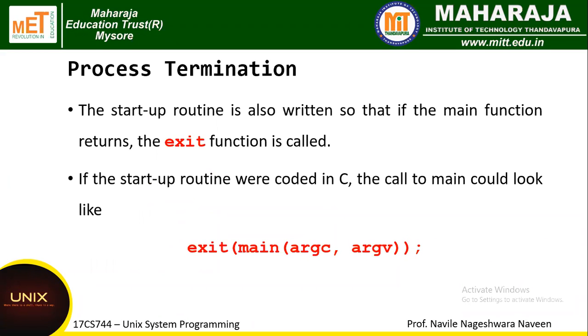The startup routine, as we already explained, is the one which begins the initiation and execution of the main function, which is called by the kernel. The startup routine is also written so that when the main function returns, the exit function is called automatically. Suppose this is how it will look: the return value of main will be passed as an argument to the exit function. Check it out with the prototype written here. Whenever the main function completes its execution, this exit function will automatically wind up and terminate the process. This code will be written by the startup routine.